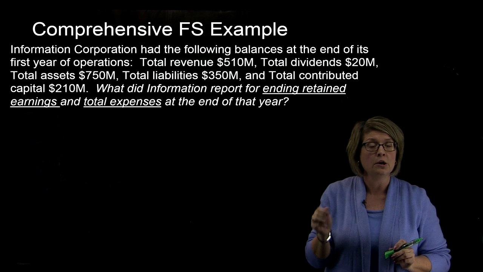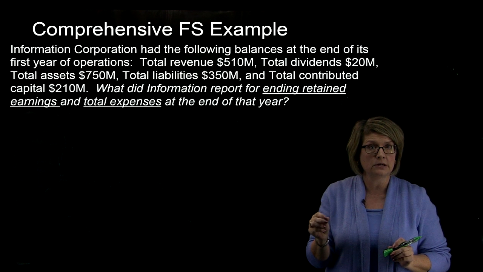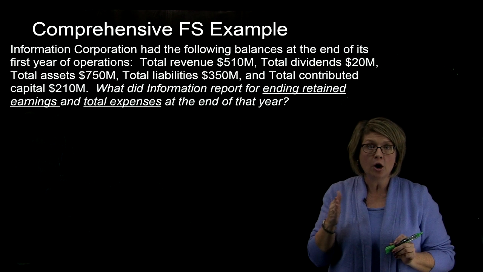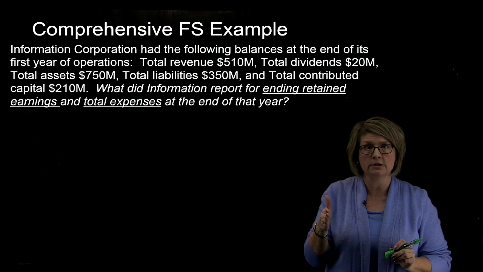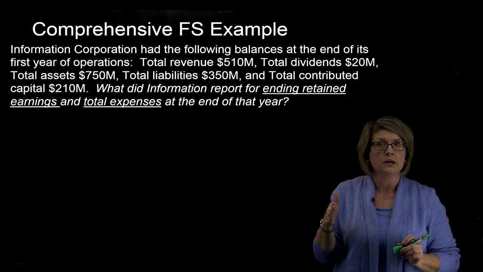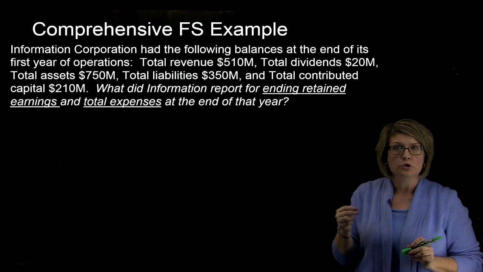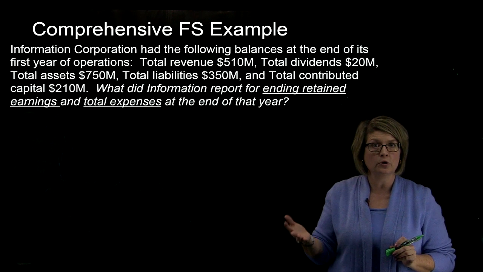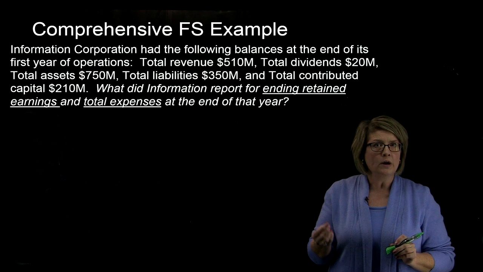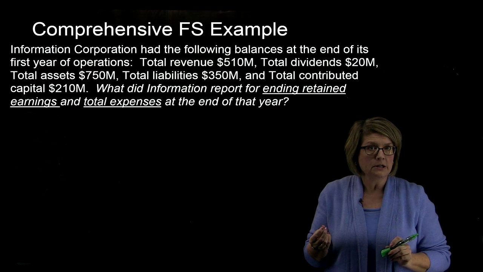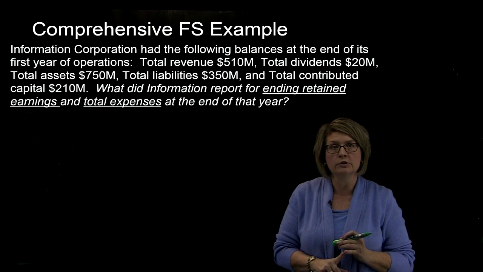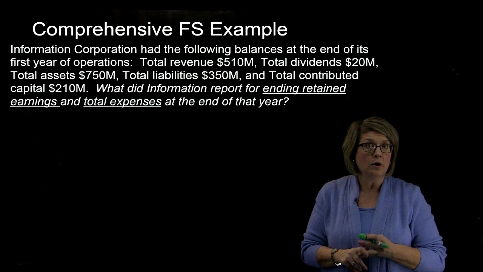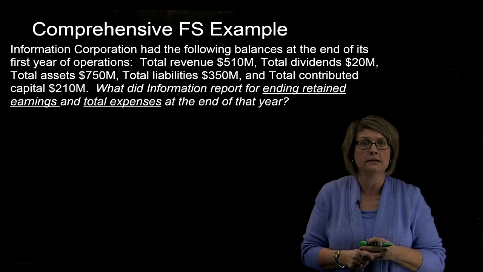Remember, beginning retained earnings is equal to 0. So make a note there, BRE, beginning retained earnings, is equal to 0. That's what that first line tells us. We also have total revenue, total dividends, total assets, total liabilities, and total contributed capital. So the question is, what did this company report for the ending retained earnings balance, and what were their total expenses at the end of this year?